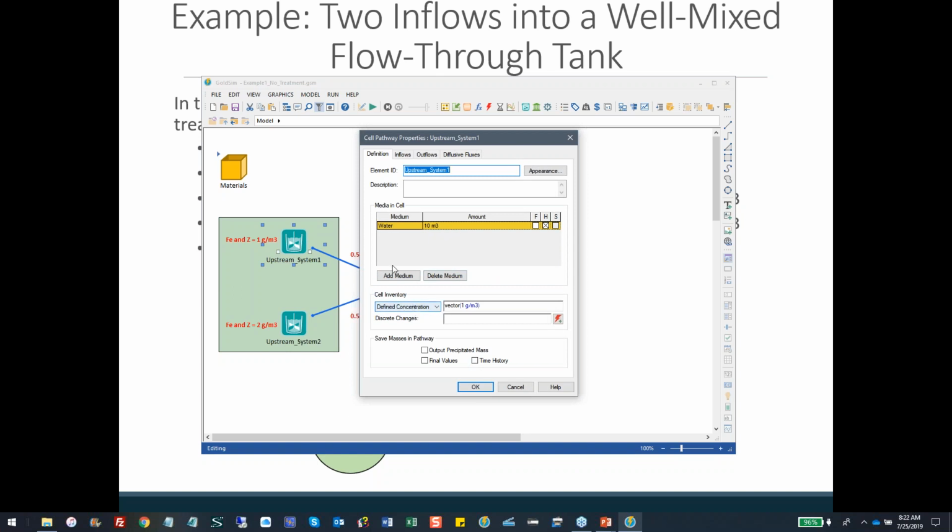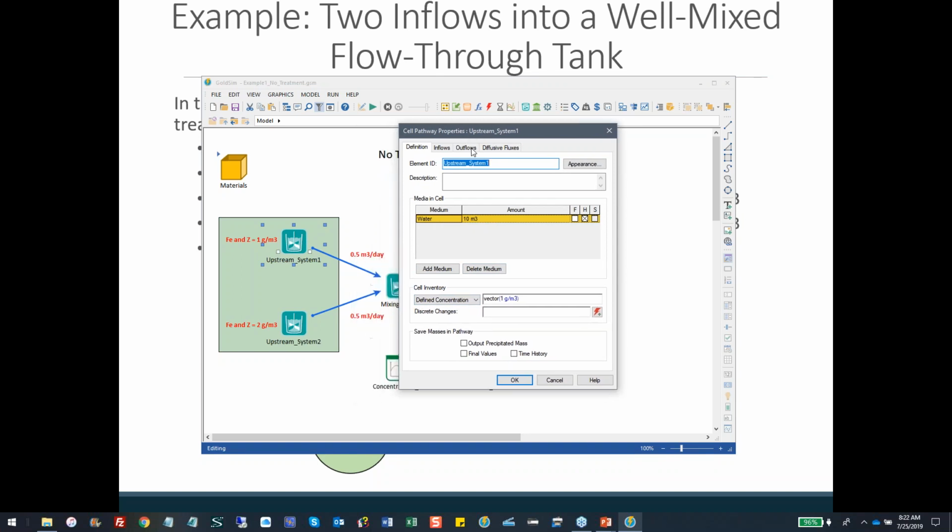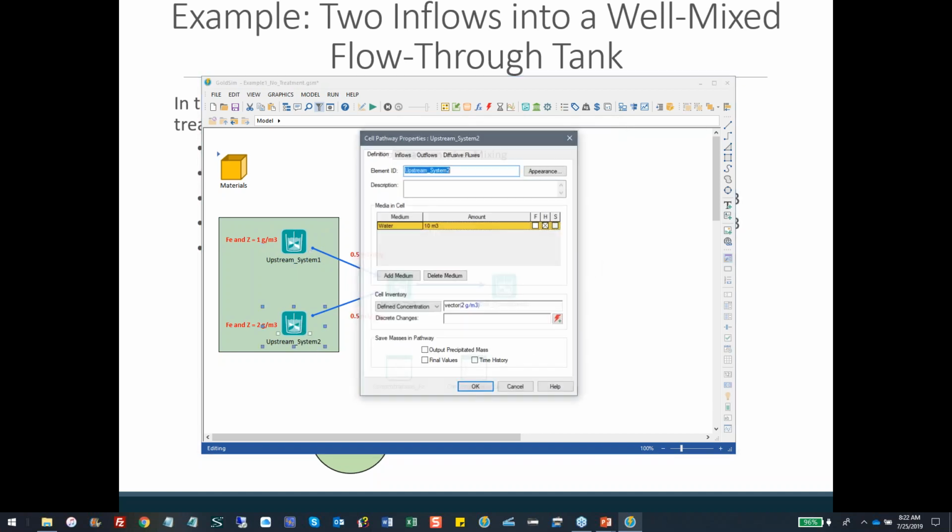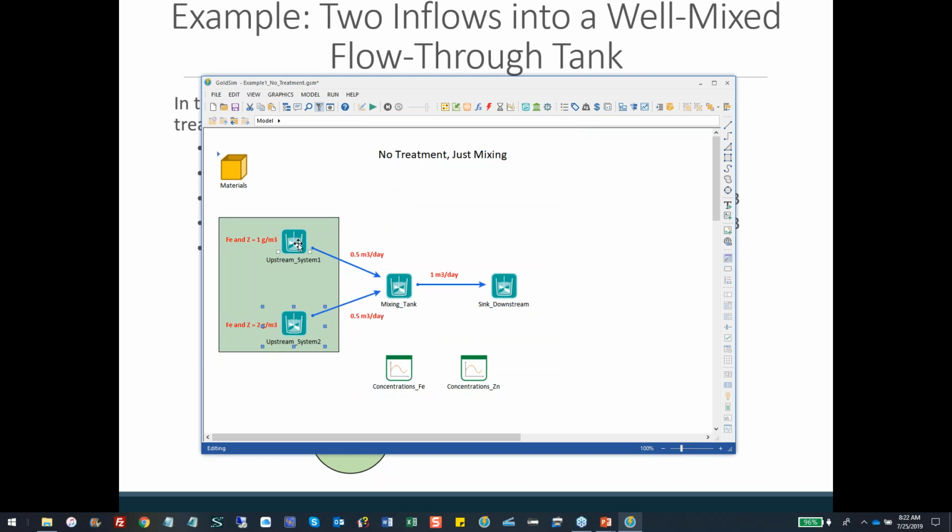So in this particular case, I've said this mixing cell has water and it's got a defined concentration of 1 gram per cubic meter. This mixing cell has a defined concentration of 2 grams per cubic meter. Again, this was meant just to be simplistic. In a realistic model, you'd have an entire upstream system here that may have tens or hundreds of pathways feeding into this.